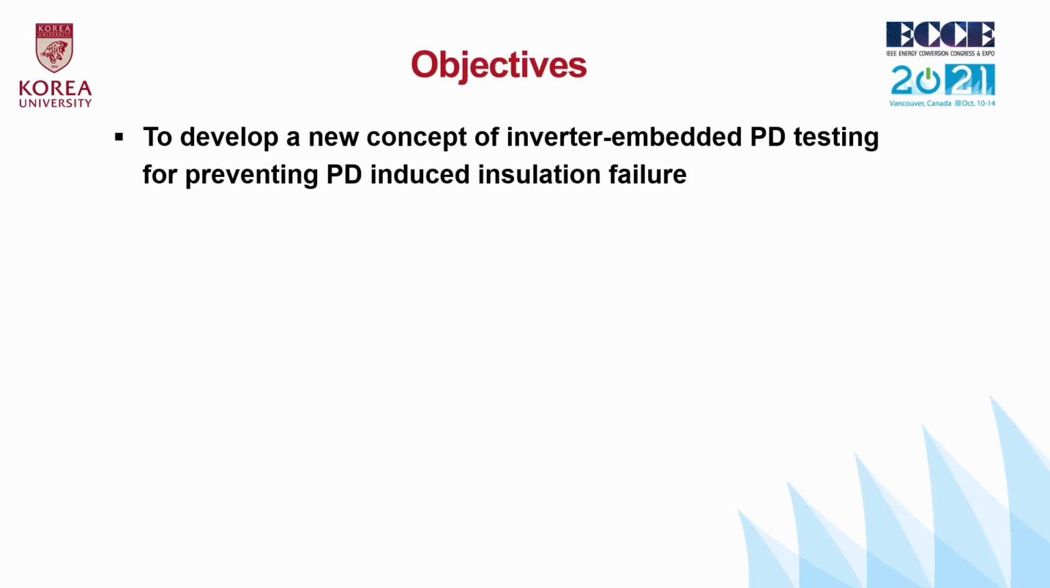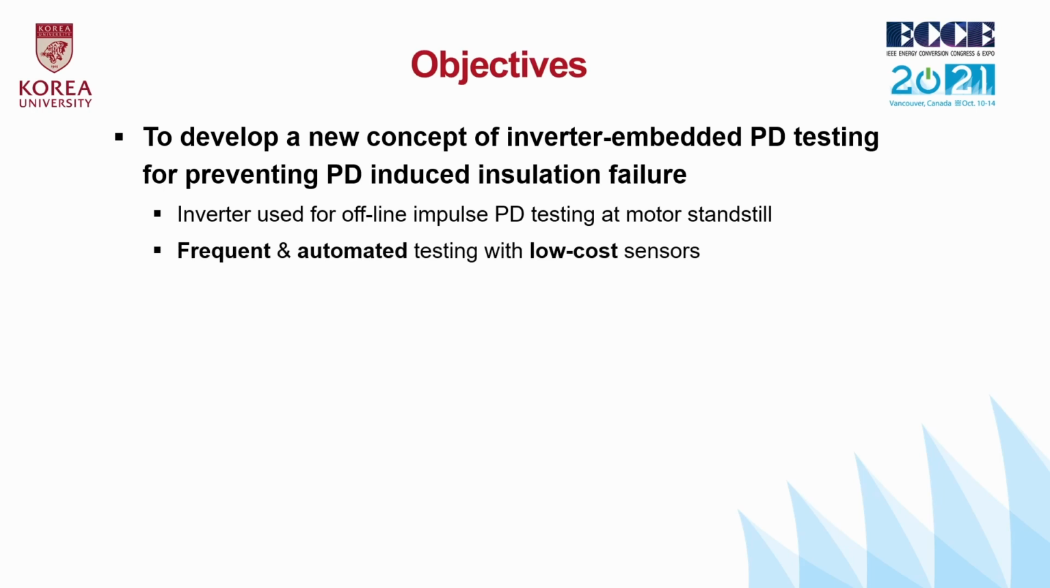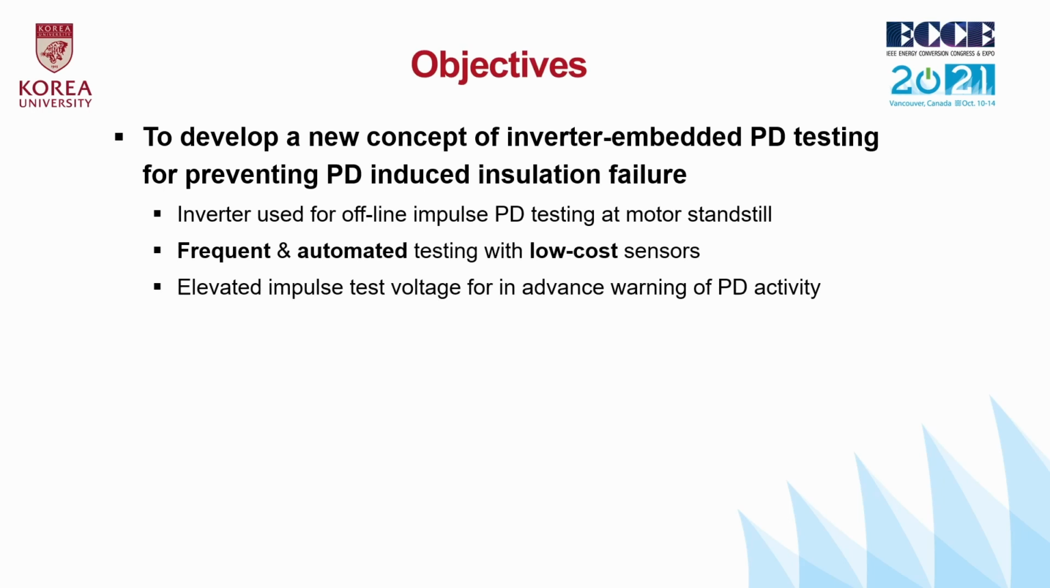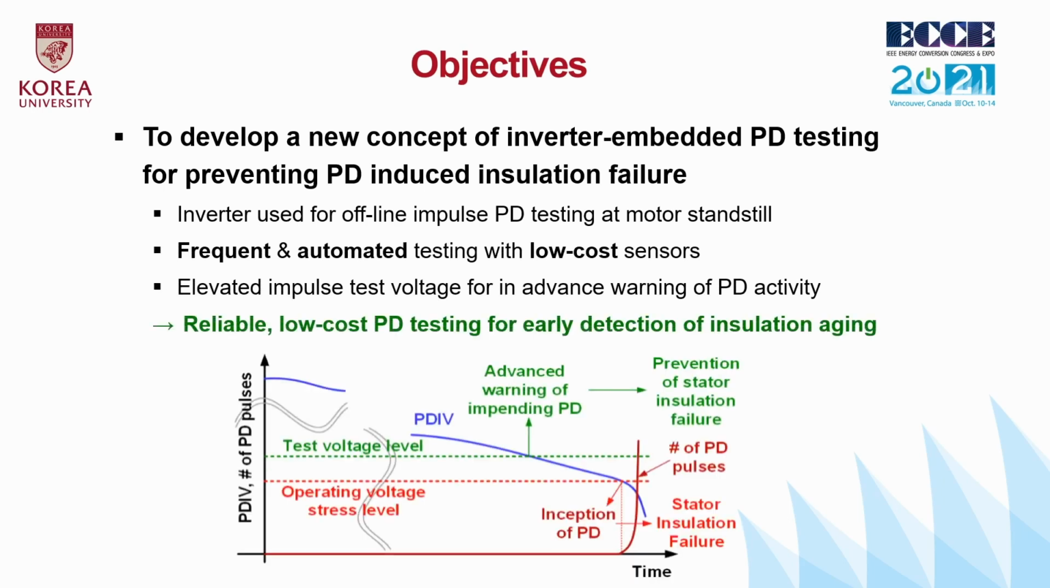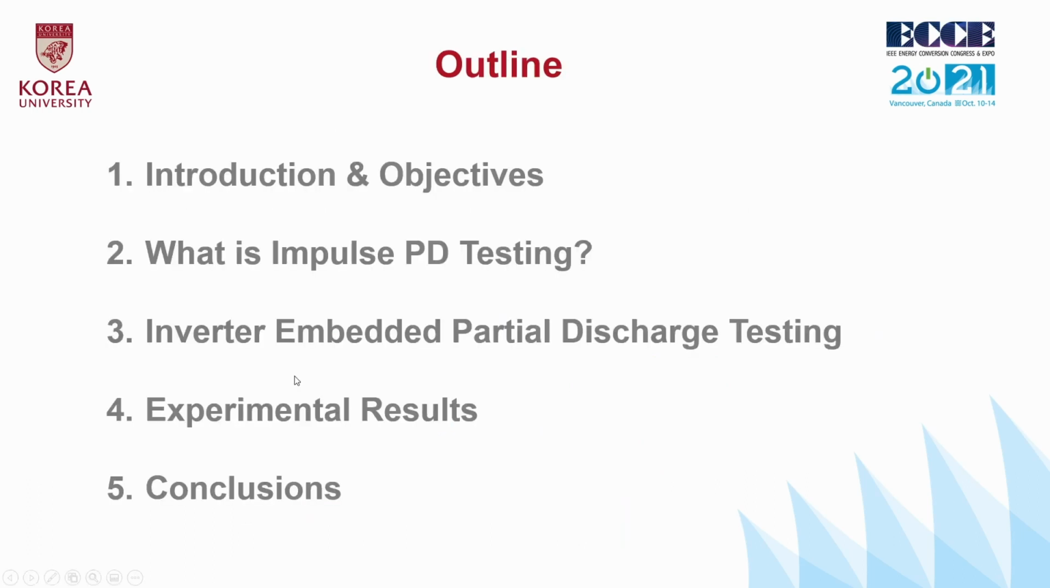The objective of this work is to develop a new concept of inverter-embedded PD testing for preventing PD-induced insulation failure of low-voltage machines. The proposed strategy is to use the inverter for impulse PD testing at motor standstill. It will be shown that the proposed method provides reliable, low-cost PD testing by testing the motor at a voltage level higher than the operating voltage for early detection of insulation aging without expensive PD sensors.